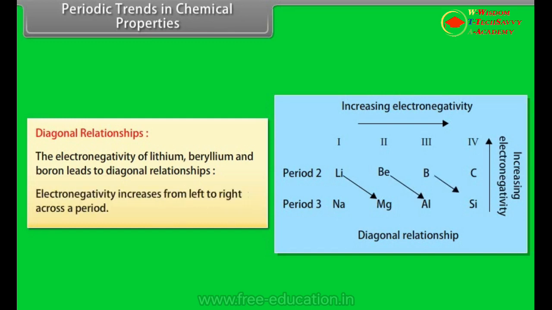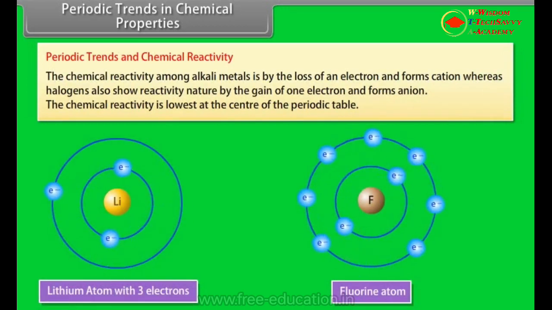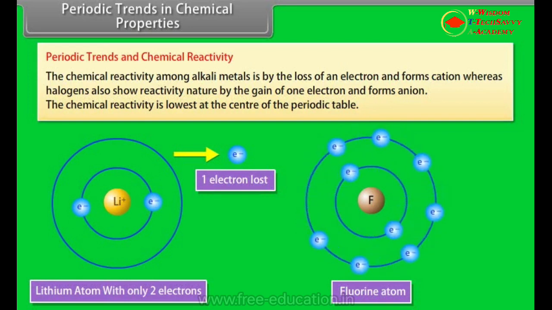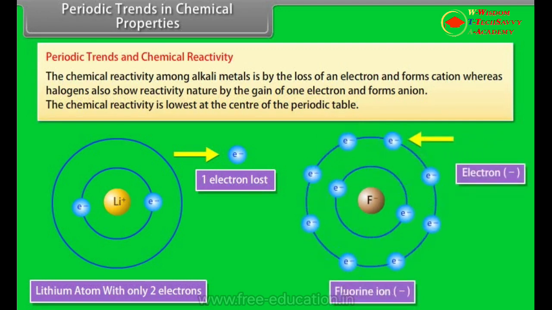Electronegativity increases from left to right across a period. Periodic trends and chemical reactivity. The chemical reactivity of alkali metals is shown by the loss of an electron, forming a cation, whereas halogens also show reactivity by the gain of one electron, forming an anion. The chemical reactivity is lowest at the center of the periodic table.